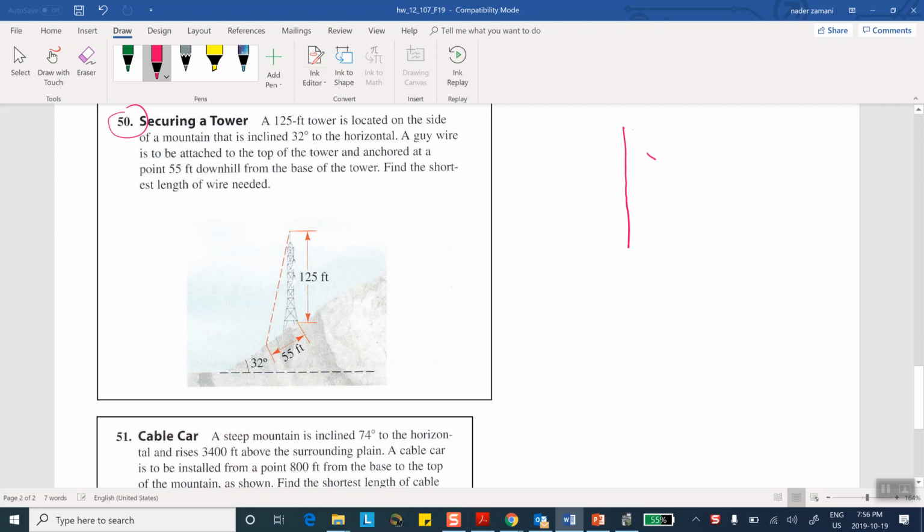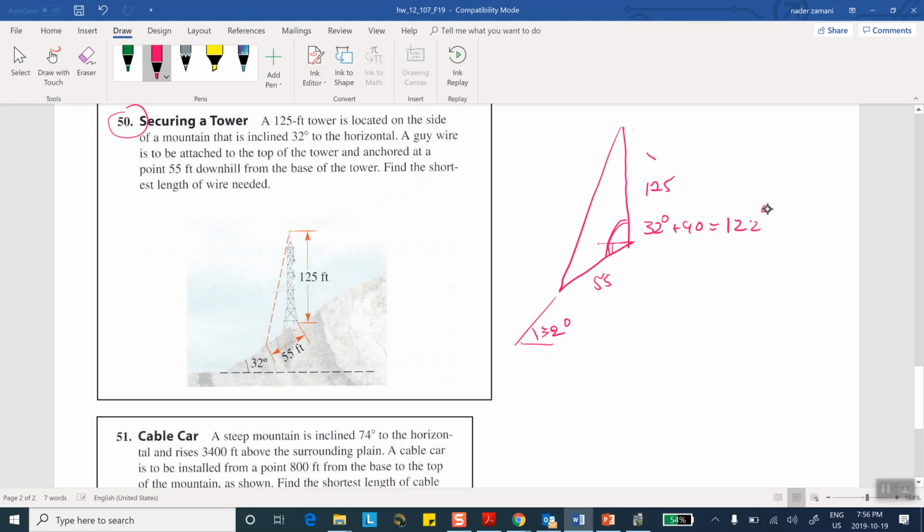So basically, I have a triangle like this. This angle is 32 degrees, there's 55, there's 125. What you want to know is the length of this. Now, one thing you realize is that if I draw a horizontal line here, this angle is 32, but because these two lines are parallel, and this is 90, that angle altogether is 32 degrees plus 90, which is 122 degrees. So we just have the law of cosines to find this length AB.